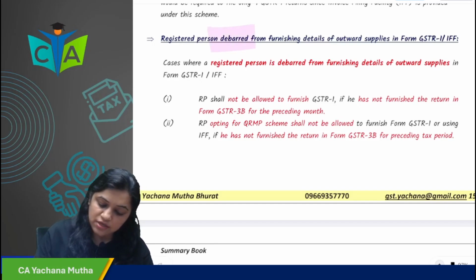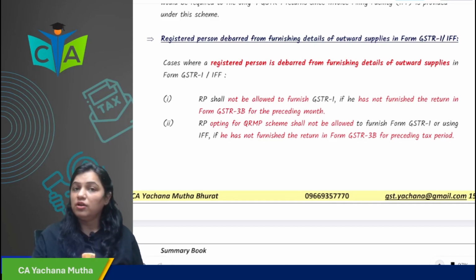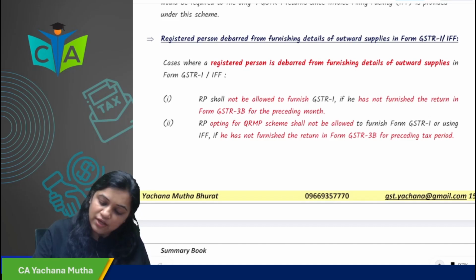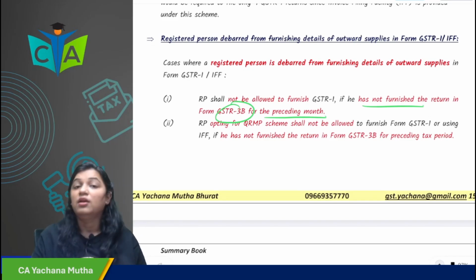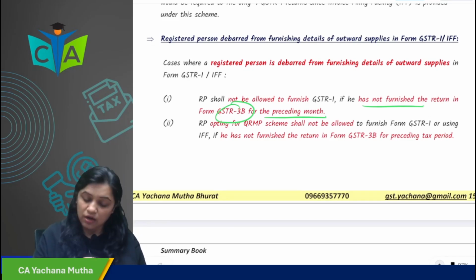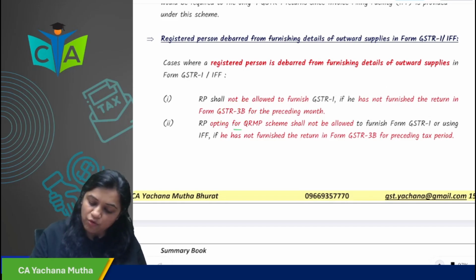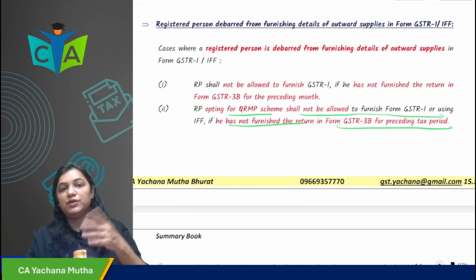Next, registered persons debarred from furnishing GSTR-1 or IFF. When is a registered person debarred? He is not allowed to furnish GSTR-1 or IFF if he has not furnished 3B in the preceding month. If you are a registered person who has opted for the QRMP scheme and you have not furnished 3B for the preceding tax period, you are not allowed to furnish GSTR-1.